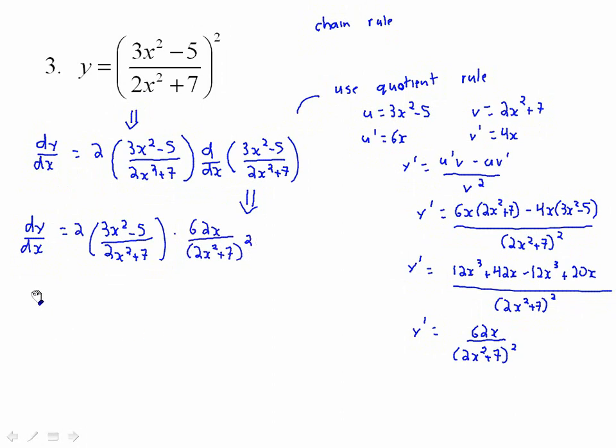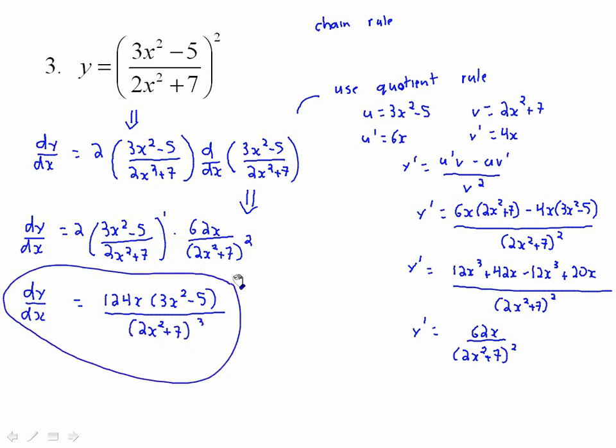And the cleanup, first off, the most obvious simplification would be multiplying that 2 by the 62x, and that would give us 124x. And then we have a factor of 3x squared minus 5 on top. On the denominator, though, easy one to miss, is that there's a factor of 2x squared plus 7 to the 1 times 2x squared plus 7 to the 2. And this is going to give us all together 2x squared plus 7 to the 3. And that must be done. You can't leave that as two separate terms.